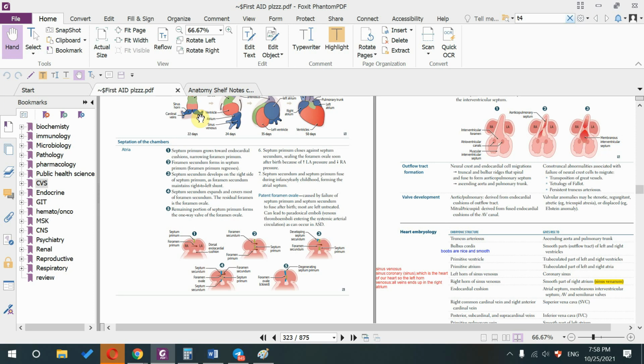So the heart of our heart is supposed to be located on the left, yeah? So I imagine it like this. Coronary sinus, since it's the heart of our heart, will be going out from the left horn, okay? The right horn, on the other hand, gives the smooth portion of the right atrium.